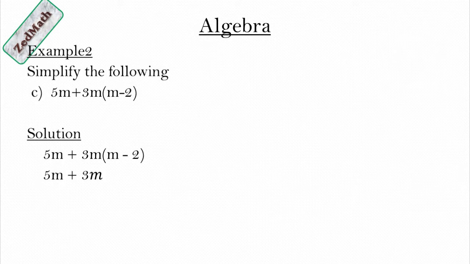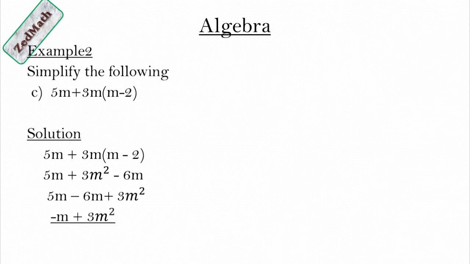So we write 5m plus 3m squared minus 6m. We get 6m by multiplying 3m by negative 2. After we're done, I will collect the like terms together like so: 5m minus 6m plus 3m squared. Now 5m minus 6m is negative m, sorry. So we have negative m plus 3m squared. We're done.